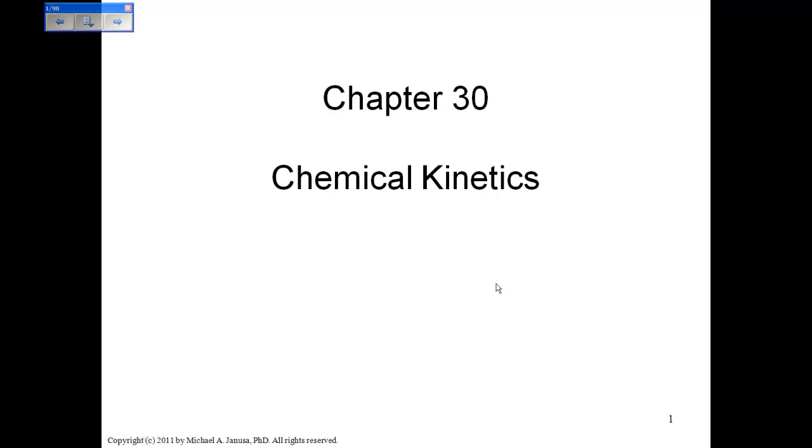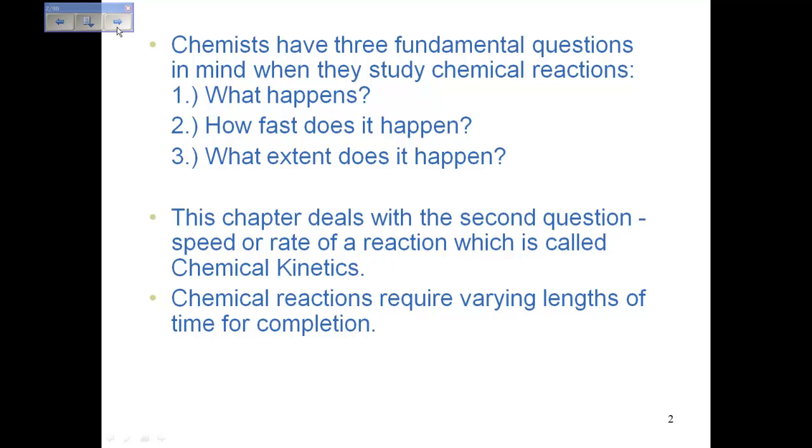We will now cover Chapter 30, Chemical Kinetics. Chemists have three fundamental questions in mind when they study chemical reactions. First one is, what happens? That's your balanced overall equation. What reactants are reacting to form what products?